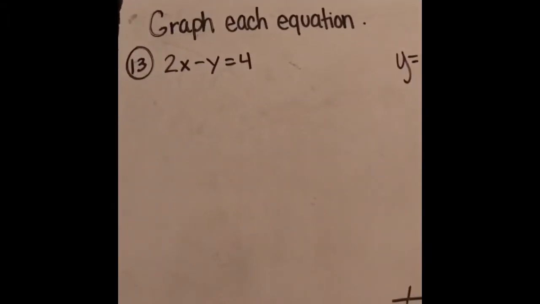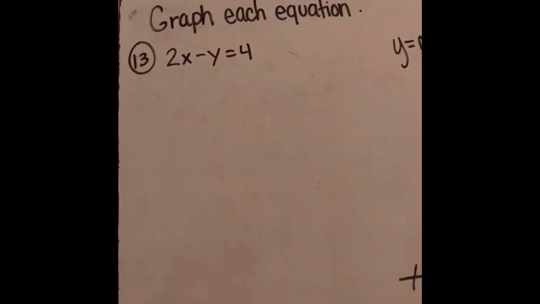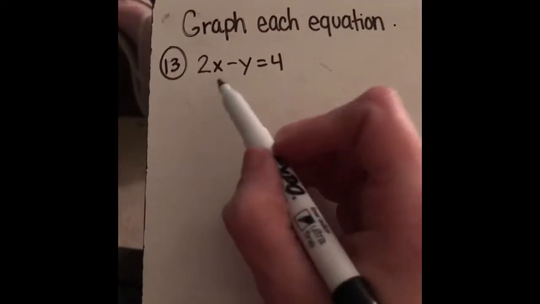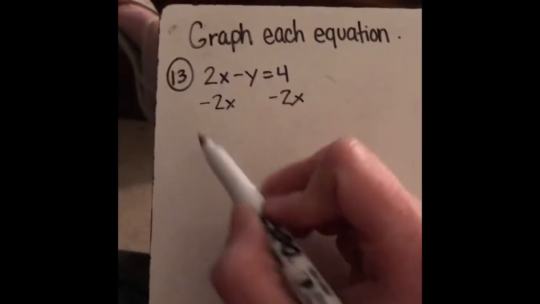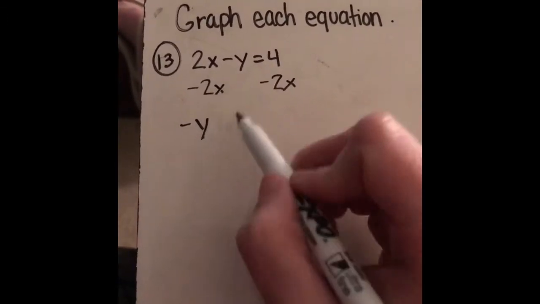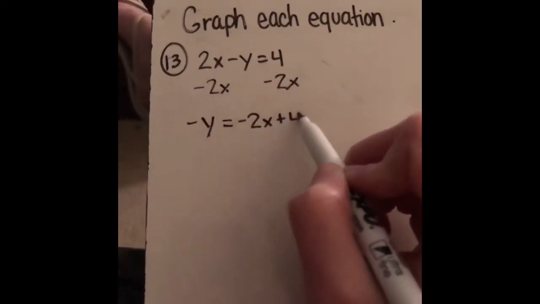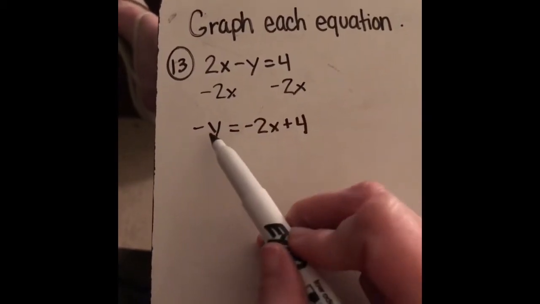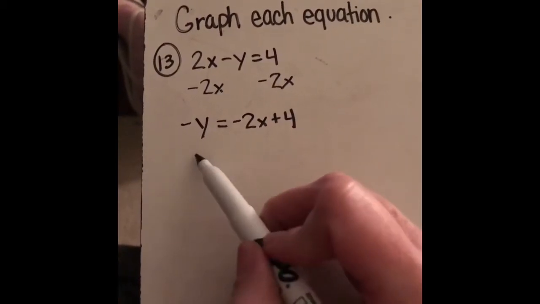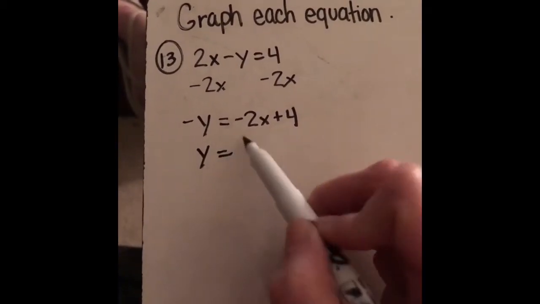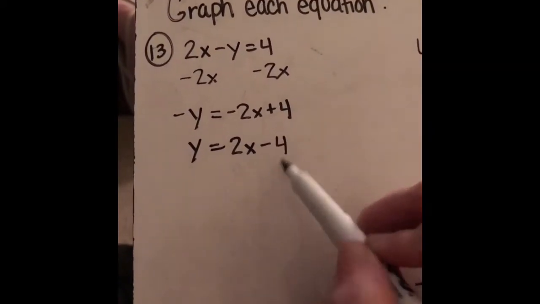Okay, so for number 13, you're given 2x minus y equals 4. So same thing, we need to get y by itself. So we're going to subtract the 2x on both sides. So now we're left with negative y equals negative 2x plus 4. We need to get rid of this negative, so we're just going to switch everything. So we're going to make it y equals positive 2x and then minus 4, okay?